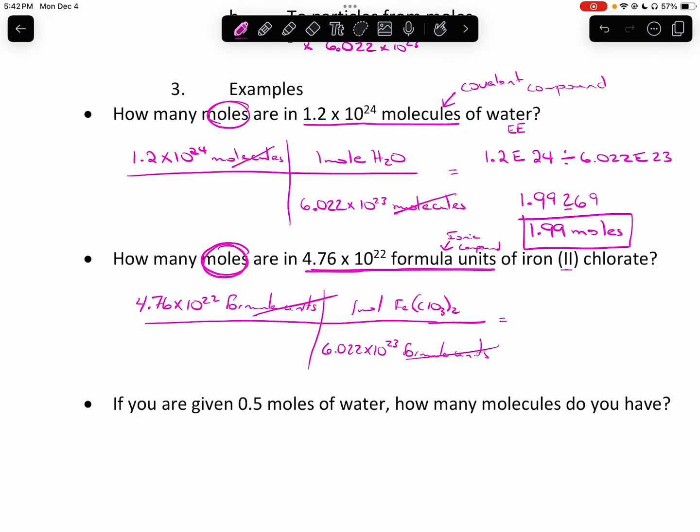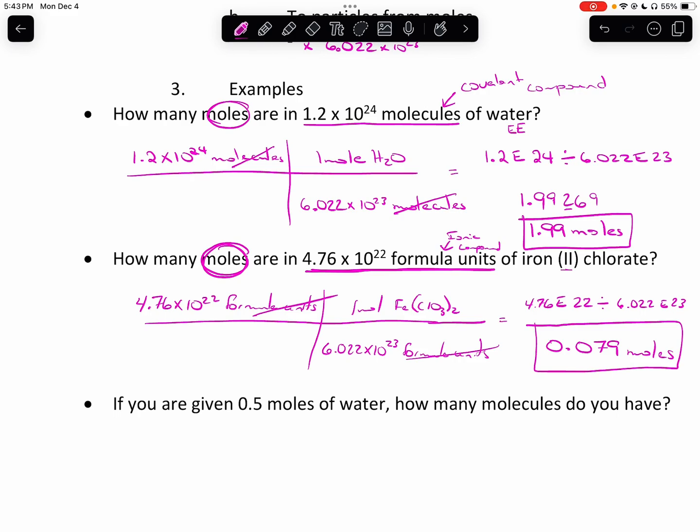Let's see if you can do this correctly. We've got 4.76 e to the 22 divided by 6.022 e to the 23rd. We're going to get less than 1 on this guy, so we're going to get 0.079, and that's going to be moles. Please make sure you got that. 0.079 moles. Let's try the last one.